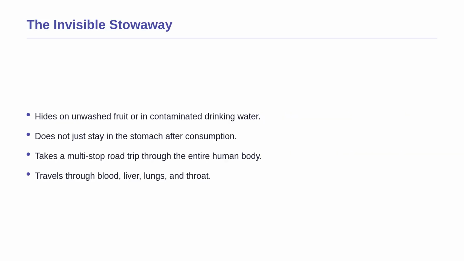Let us begin by imagining a tiny, invisible stowaway hiding on a piece of unwashed fruit or in contaminated drinking water. When you consume this stowaway, you might think it simply goes to your stomach and stays there. However, it actually goes on a massive, multi-stop road trip through your entire body. It travels through your bloodstream, visits your liver, takes a vacation in your lungs, and eventually makes its way back to your intestines. Understanding why it takes this complex journey is key to understanding parasitic survival.